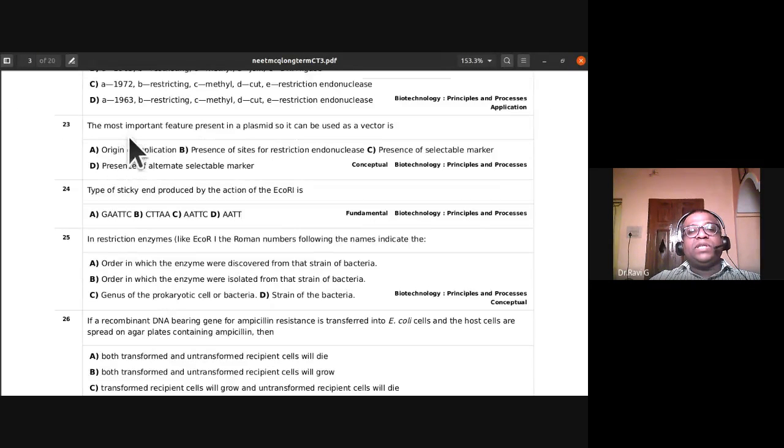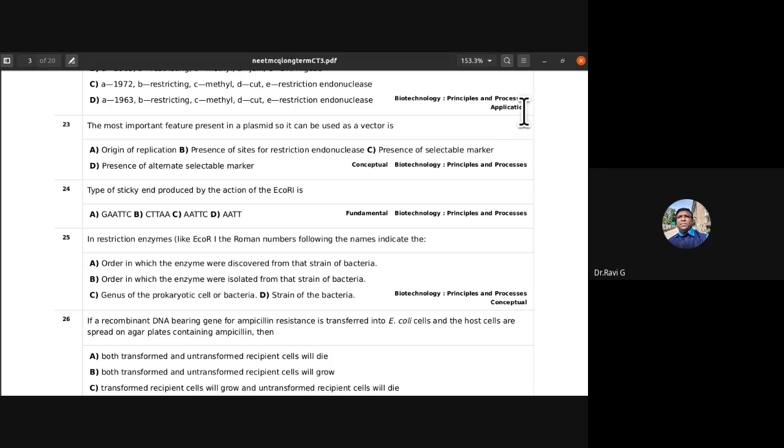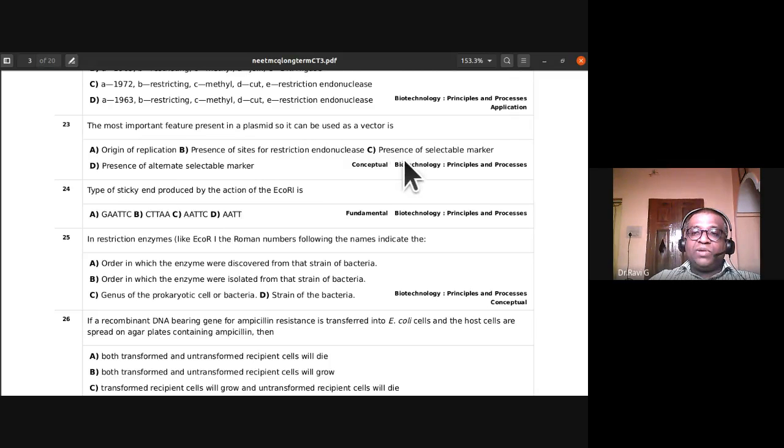The 23rd one: the most important feature in a plasmid so it can be used as a vector is, what is the most important feature present in a plasmid that makes it to be used as a vector? Is it origin of replication, presence of sites for restriction endonuclease, presence of selectable marker, or presence of alternate selectable marker? Option A. Very good. Origin of replication is very important, the ori site. So option A is the right answer.